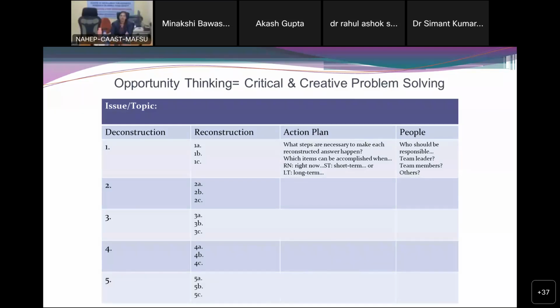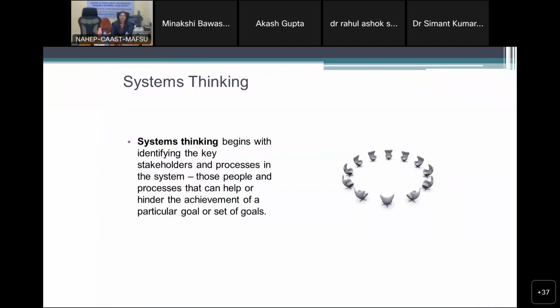And then systems thinking. When we say stakeholder, it is like the client or the people who are involved in it and the process in the system. I am sharing this so that when you are working in any organization, any office or something, this is important. How the system works, how the system thinks, and can you change that system? Do any changes need to be made?